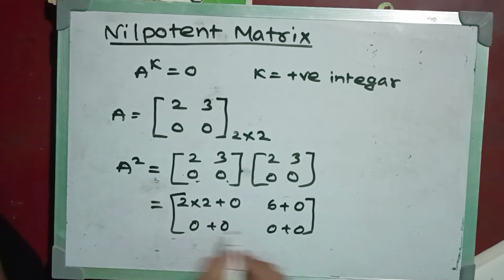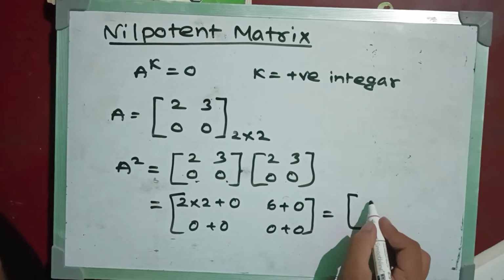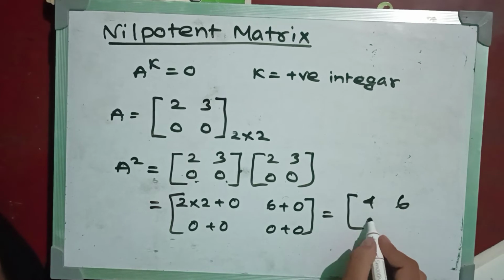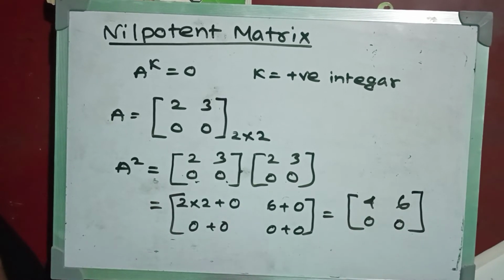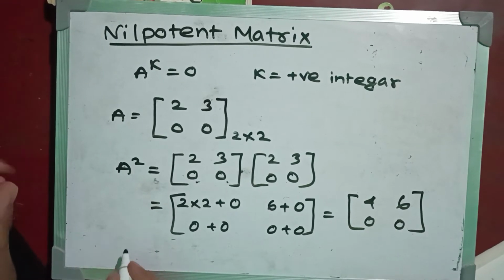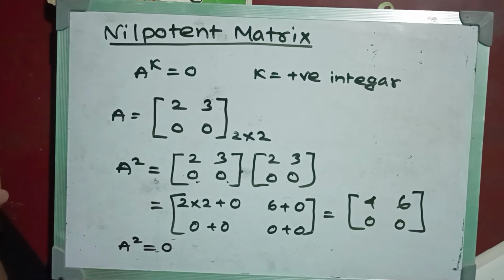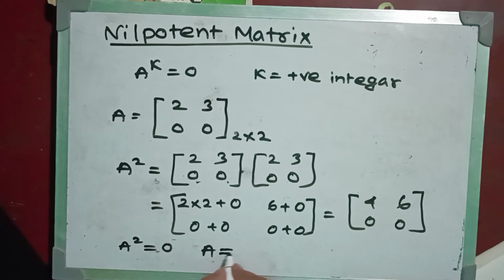So the result is coming as [4 6; 0 0]. As you can see here, we are not getting A square equal to 0, so A is not a nilpotent matrix.